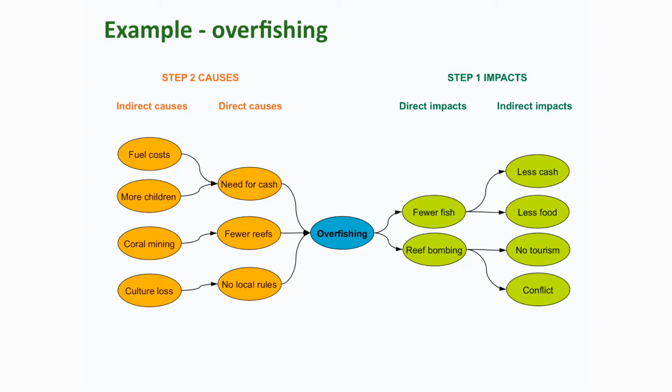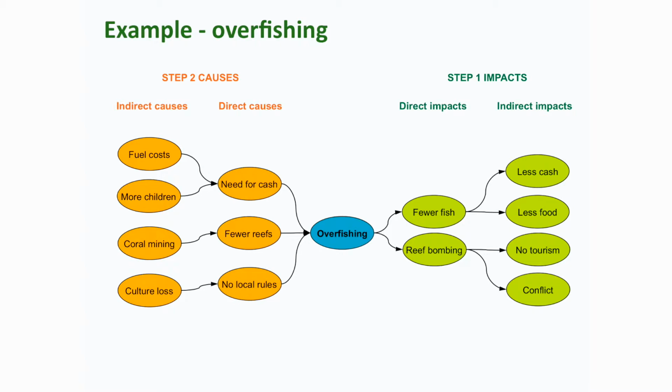So what are the causes of the overfishing? Need for cash. Fewer reefs, because a lot of the reefs there have also been impacted by climate change. There's been bleaching. And one of the big issues is the breakdown in local rules due to changes in customary law. And what are the indirect causes of that?